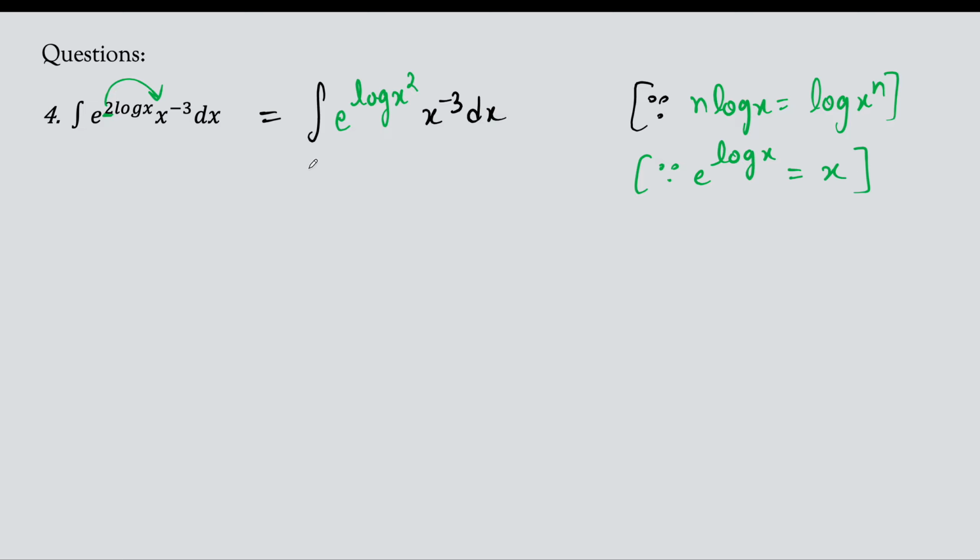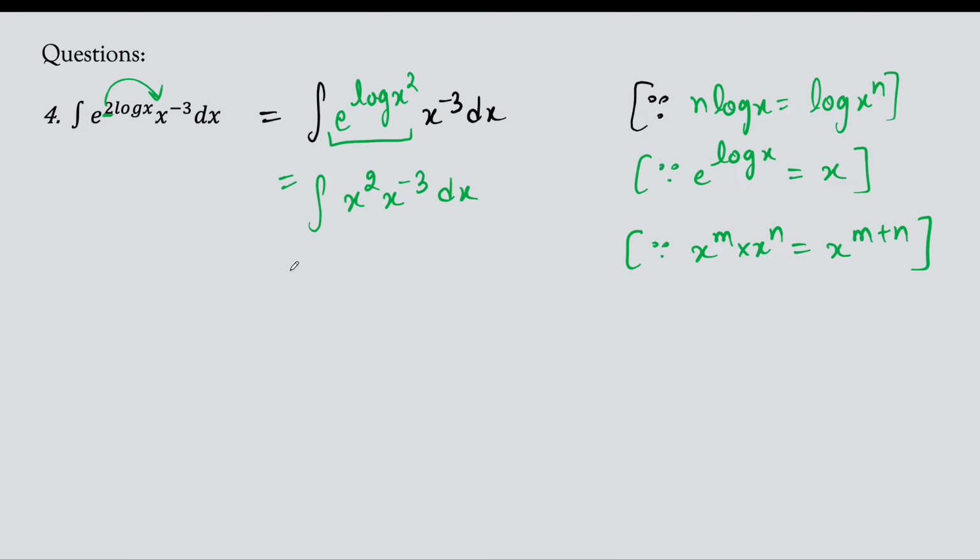So now what is it going to be? This full part is going to represent the integral of x squared into x to the power minus 3 dx. Yes, it's amazing. Now you know what we have to do. We have already done the laws of exponents: whenever we have the same base and different powers and they are multiplied, we can simply add the powers. So now the base is x, so we simply add the powers. It is going to be x to the power 2 plus minus 3, so x to the power 2 minus 3 dx, and that would be the integral of x to the power minus 1 dx.